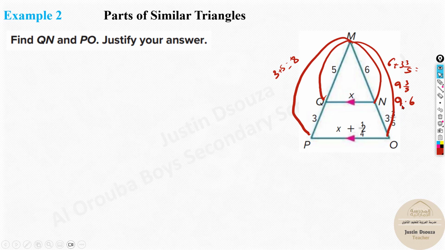So we got 9.6 at the right side. The bigger triangle over here is 8. Okay, this is supposed to be 8.